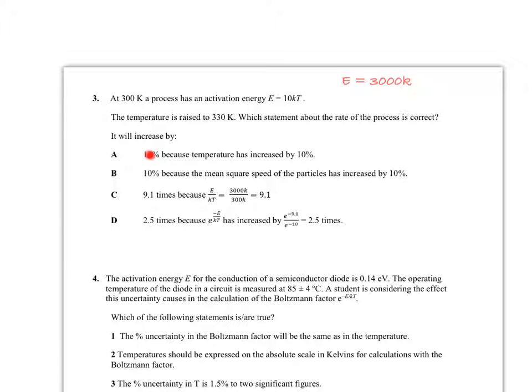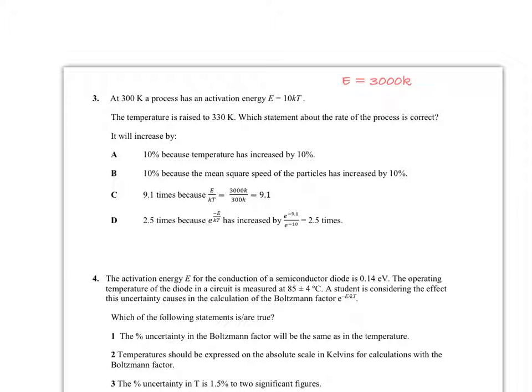First of all, will the rate increase by 10% because temperature is increased by 10%? Secondly, will it increase by 10% because the mean square speed of the particles is increased by 10%? Will it increase by 9.1 times because E over kT is 3000 k over 300 K, it's 9.1, or will it be 2.5 times? So let's break these down one by one.